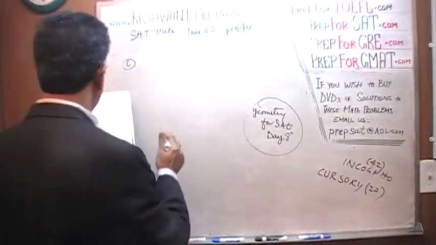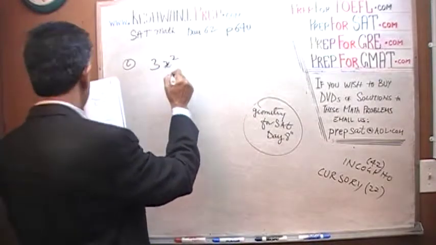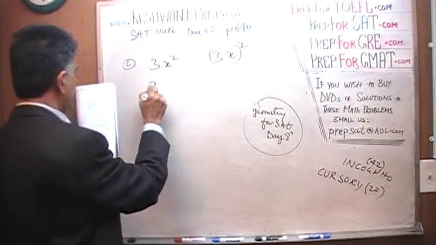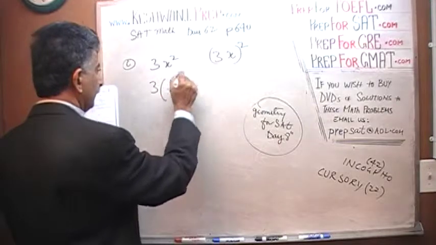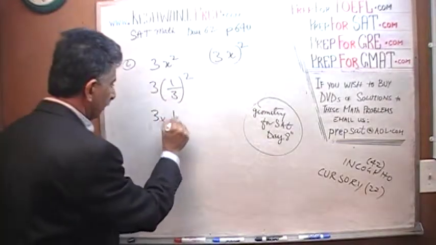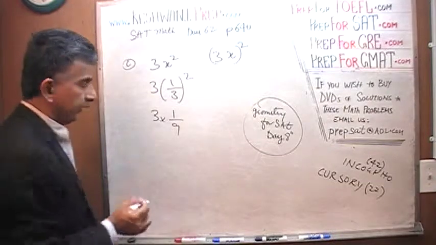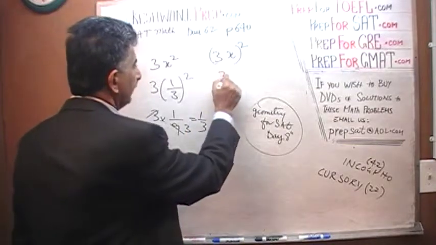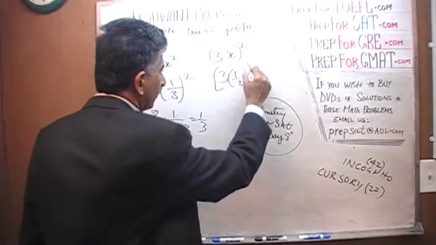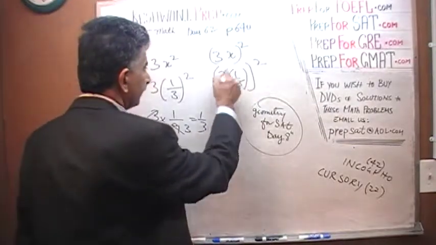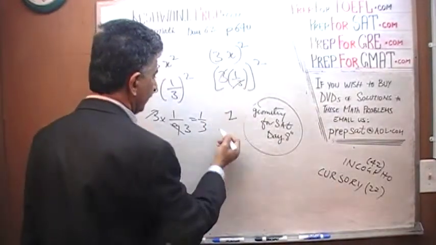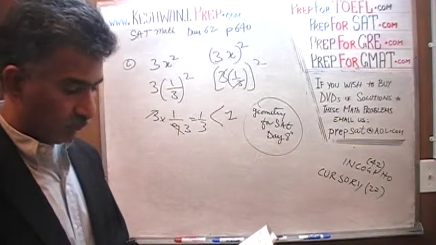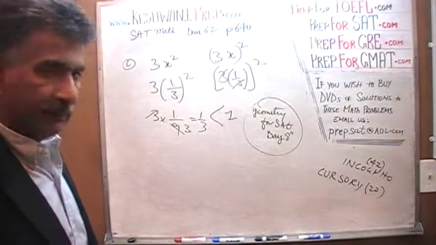In C, they give us 1/3. 3 times x squared versus 3x whole squared. That's how I say it, 3x whole squared. 3 times x squared, if it's 1/3, 1/3 squared is 1 over 9, and 3 times 1 over 9 is going to be 1/3. And here we get 3 times 1/3, and we square the whole quantity. This 3 drops out, and we end up with 1 squared. So this part is 1. And again, 1/3 is less than 1. C is also true.